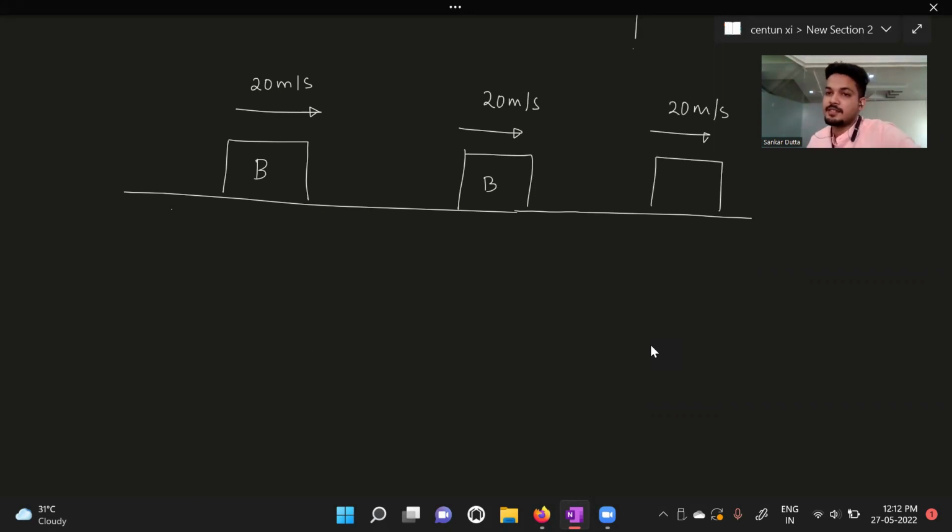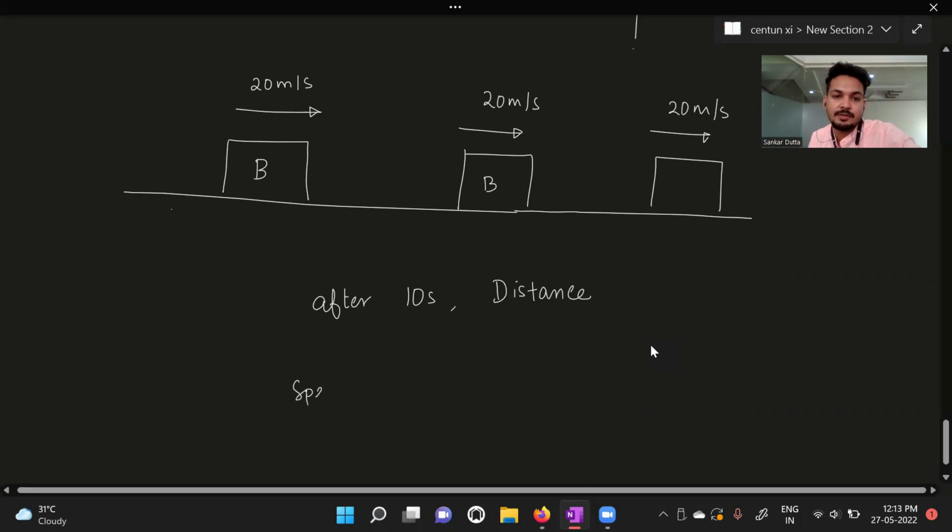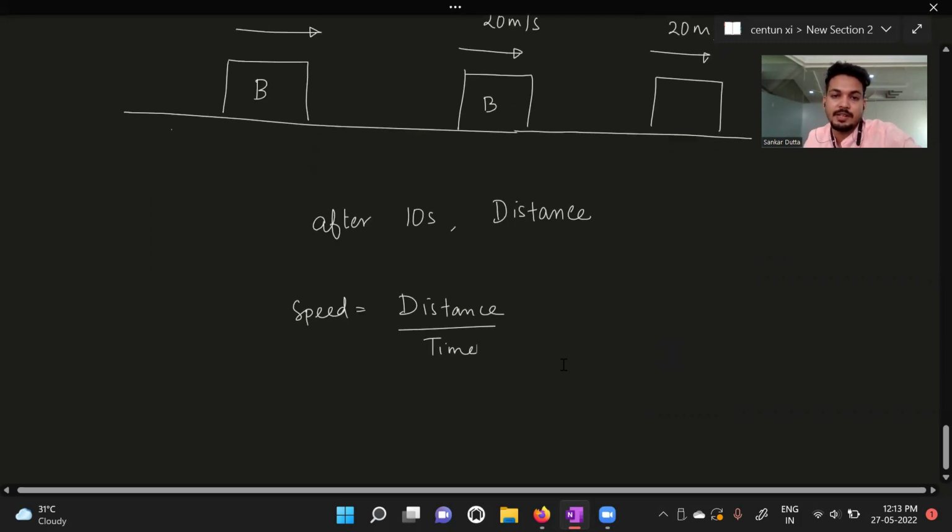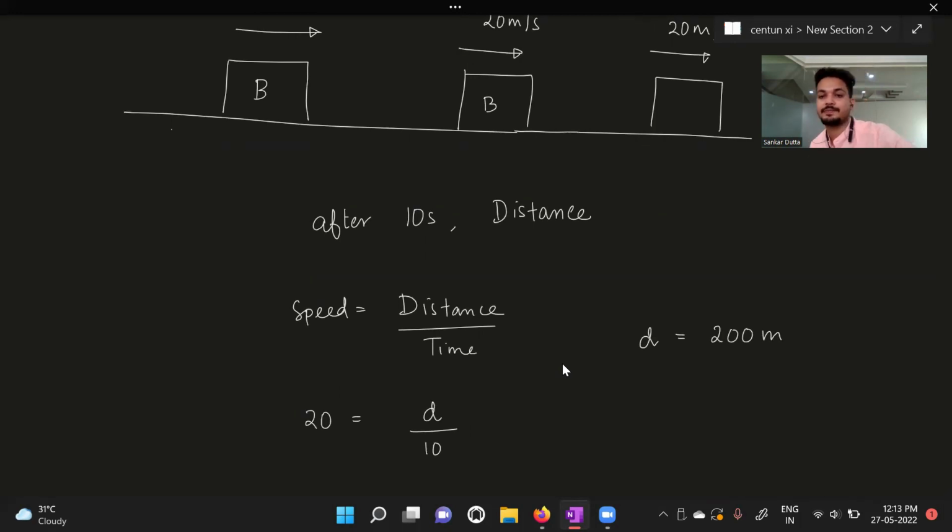This kind of analysis is going to be very easy for you because you have a uniform velocity in this case. And if I suddenly ask you that after, let's say, 10 seconds, what is the distance that this block traveled, you can simply use the formula of speed is equal to distance by time, right? Plug in the values. The speed was simply 20 meter per second. Distance we have to find, and the time is 10 seconds. So when you cross multiply, you get that the distance traveled was simply 200 meters, right?